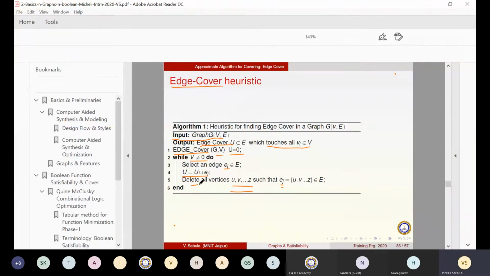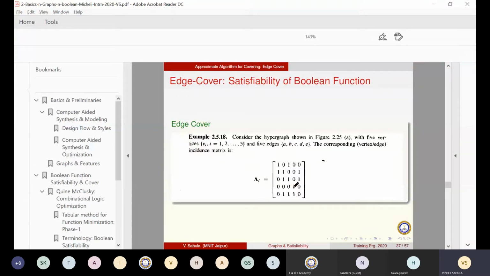Okay, so this deletion of vertices happens from the vertex set V. We remove these vertices from the vertex set V. That's all. It's a simple algorithm. If you run it, this will be even easier.